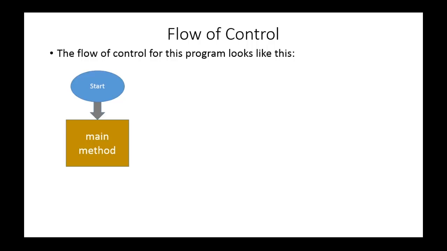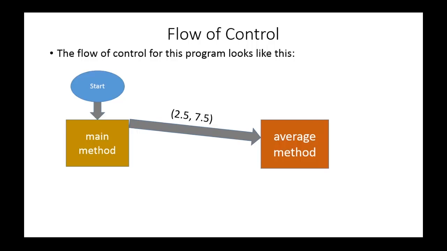So now we're in our main method. And if you remember from the code from a slide ago, the first thing we did was make a call. We called the average method, right? So now our flow of control shifts from the main method over to the average method. And we have these parameters, this input. So the main method calls the average method with this input. Now the flow of control is over here. This method executes. It calculates a return value. And now it sends our flow of control right back here to the main method.